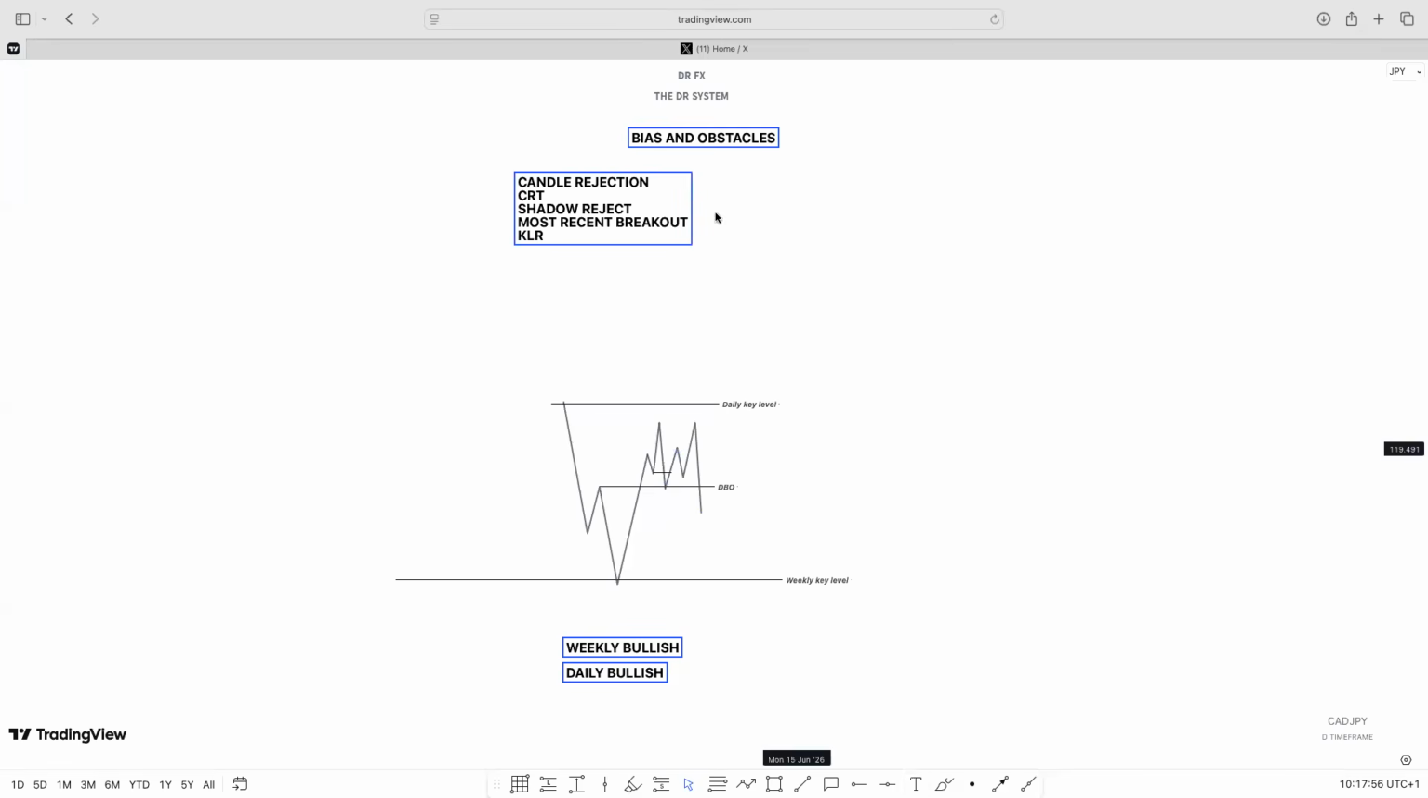The first thing you're going to do depends on the time frame you have your direction. Now, let's take weekly. Let's say weekly is bullish. Now, all daily bullish key levels are going to be used for buys. If the weekly is bullish, you have your breakout on the daily. Even if you have your breakout on the H4, depending on the model you're using, you're going to be using daily key levels for entry.